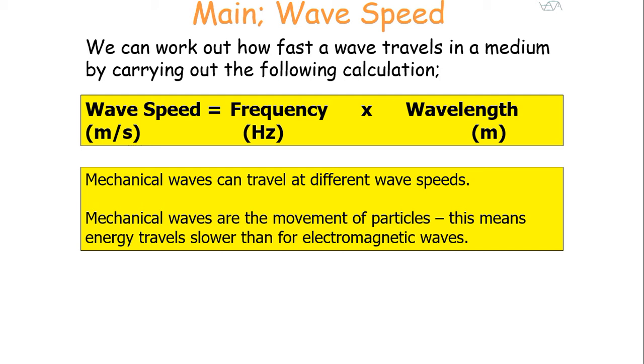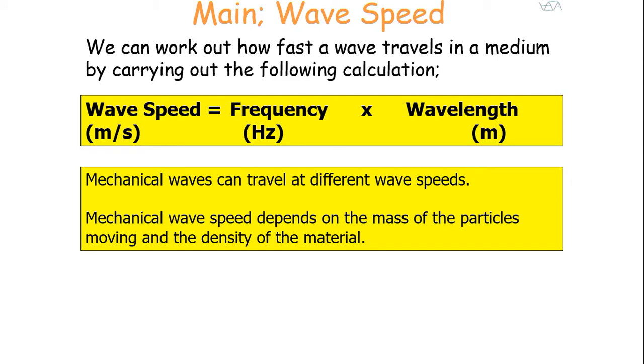This means the energy travels slower than for electromagnetic waves, because mechanical wave speed depends upon the mass of the particles which are oscillating and the density of the materials, how easy they are to collide with each other and transfer the energy of the wave from one particle to another particle.